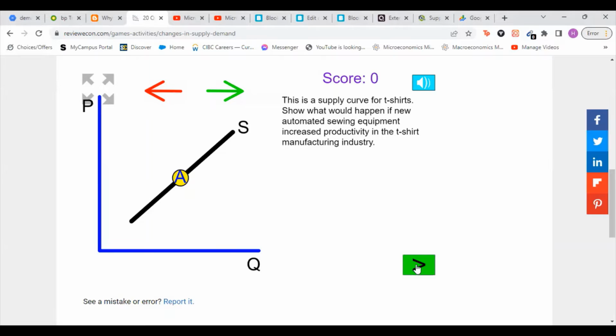And then this is a supply curve for t-shirts. Show what will happen if new automated sewing equipment increase productivity in the t-shirt manufacturing industry. So what would happen in this case? Supply curve will shift to the right. Yes, that's great.